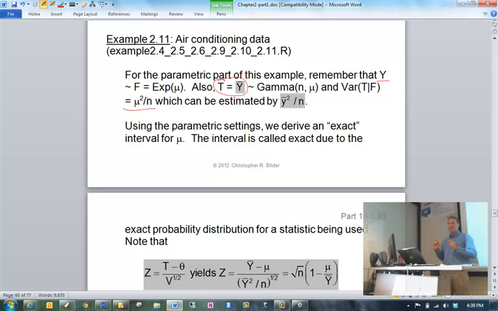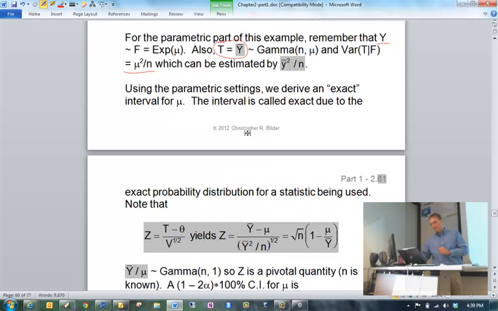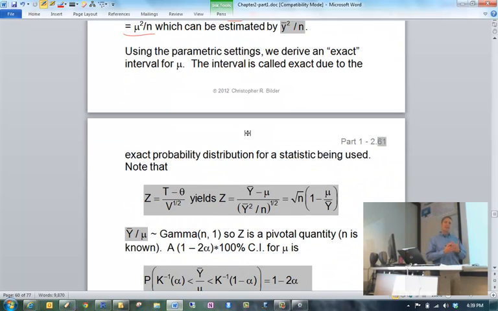Exact intervals in statistics do not mean that if you state 95% confidence, you truly have 95% confidence. It does not mean that. Rather, it means that you are using the exact probability distribution for the statistic of interest. For example, for those of you who took my Stat 475 class, we talked about the Clopper-Pearson interval. That was an exact interval for a population proportion because we use a binomial distribution and its relationship with the beta distribution. So we can actually derive an exact interval for mu in this particular setting.